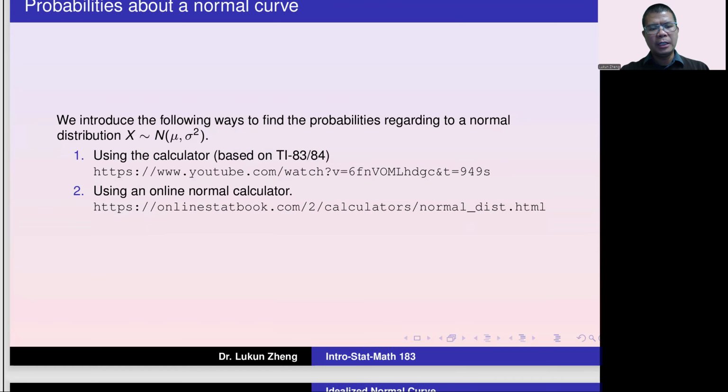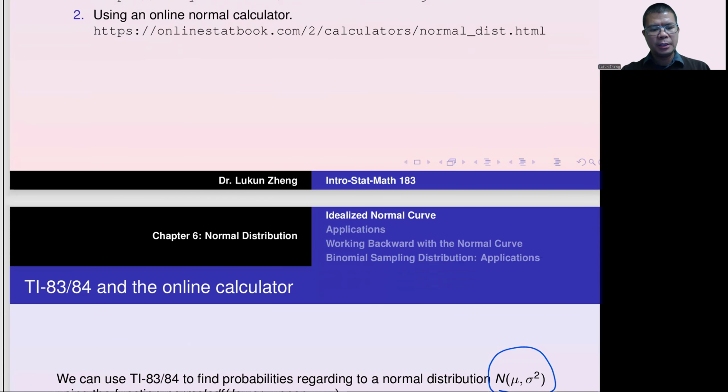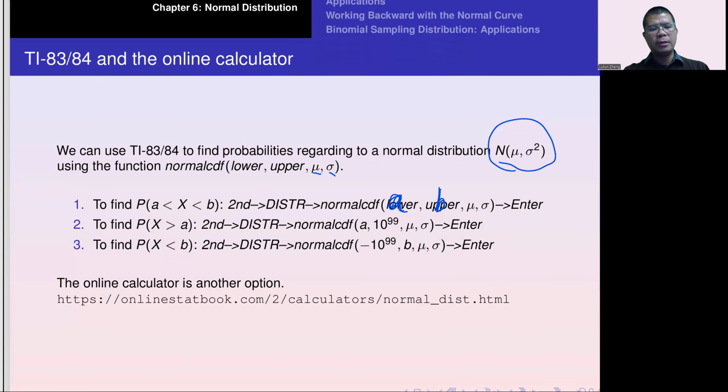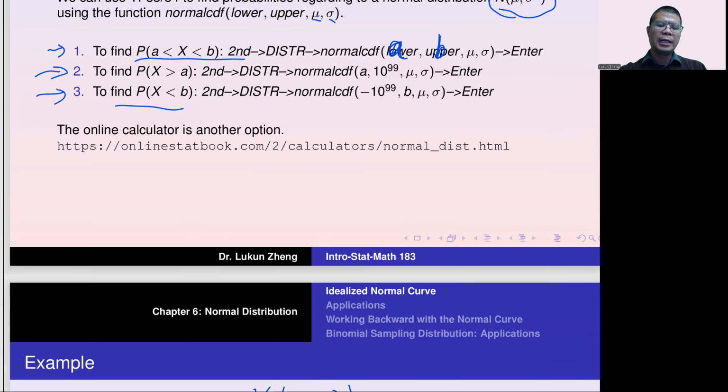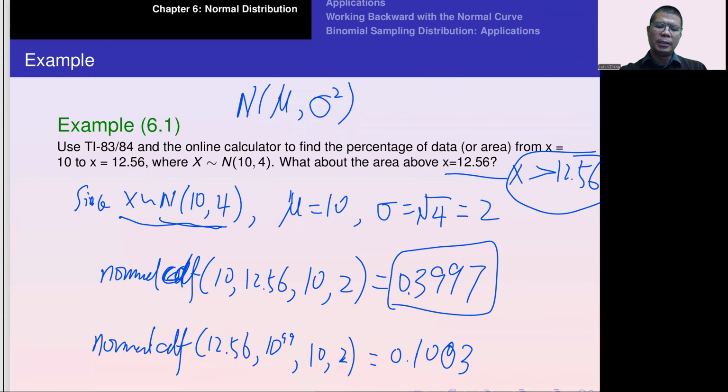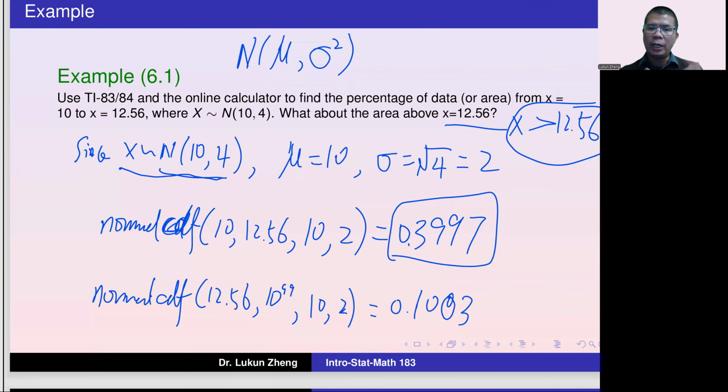Here we have the calculator tips. On the TI-83 or 84, you can find a probability like this. Of course you can also use the online calculator, but in the exam you cannot. You can use a calculator.